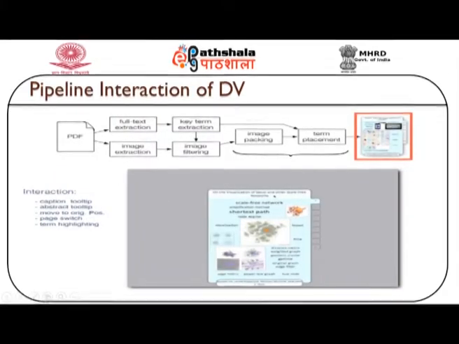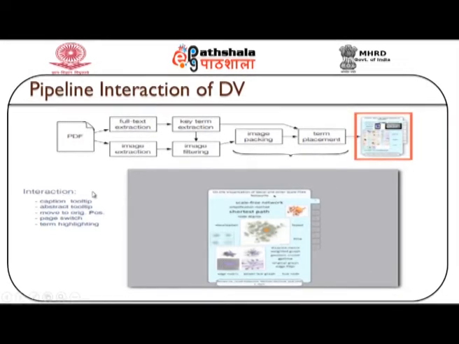Here, if you see, you have the PDF wherein you extract the text as well as the image. You perform image filtering. You extract the key terms from the given text. You merge the image with the text and then show it in the form of a display. Here is a display which shows the image as well as the text in a visualized format.